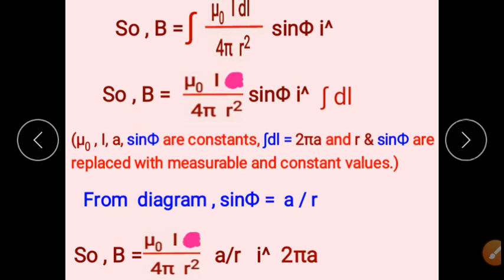Moreover, here one more term is there, sin phi. You see the diagram. We can find a triangle there. From that triangle, what is sin phi? Opposite side divided by hypotenuse. What is the opposite side there? a divided by r. Hypotenuse is r. Therefore, substituting these two values in the equation for B, we can write B is equal to mu 0 I by 4 pi r square, a by r, i cap, 2 pi a.